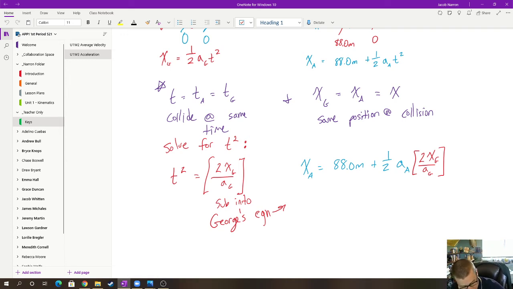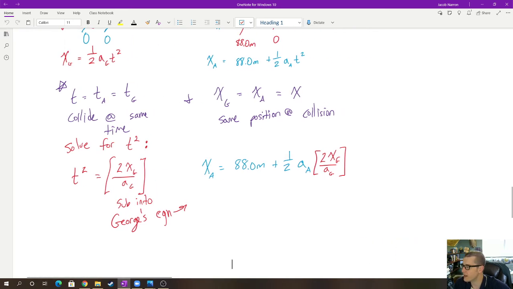So I changed a couple things. Let me explain what we're doing, just for those of you that have forgotten. Basically, we solved for t squared right here. Now that we've solved for that, because time is the same for both of them, because they're going to hit at the same time, I'm going to do a substitution, subbing that into Alfred's equation over here.